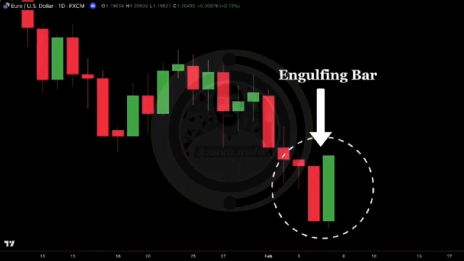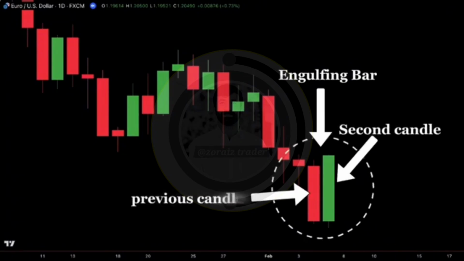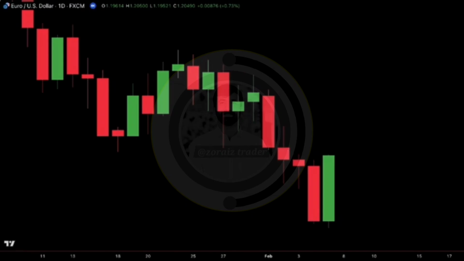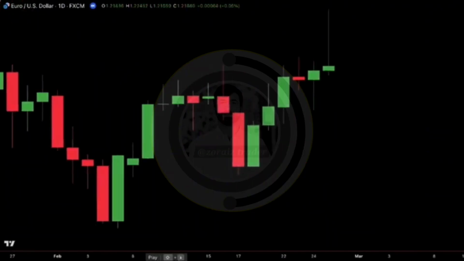The engulfing bar is one of the strongest candlestick patterns that signals a shift in market control. It's a two-candle pattern where the second candle completely engulfs the previous one, showing that either buyers or sellers have taken over. The bullish engulfing appears after a downtrend. The first candle is red, showing that sellers were in control, but then a much larger green candle follows, completely covering the previous one. This tells us that buyers have stepped in with strong momentum, overpowering the sellers, and a potential reversal to the upside could be underway.